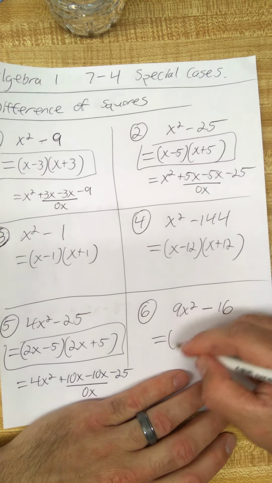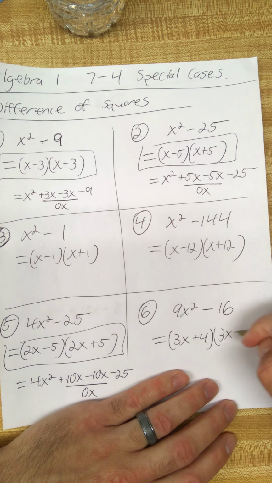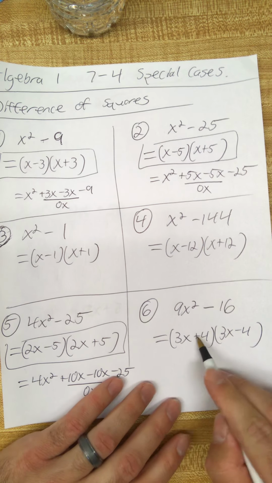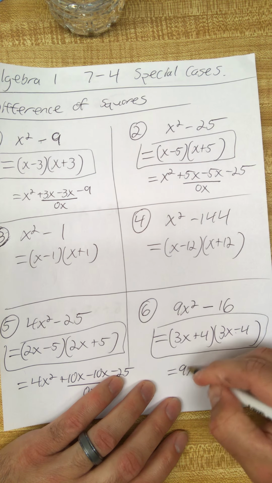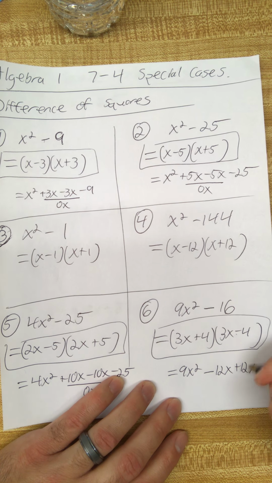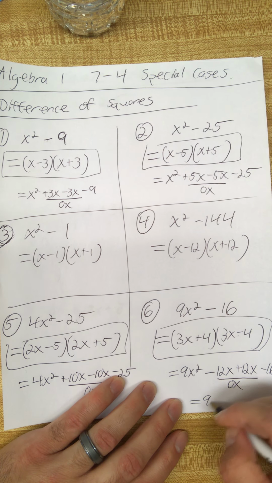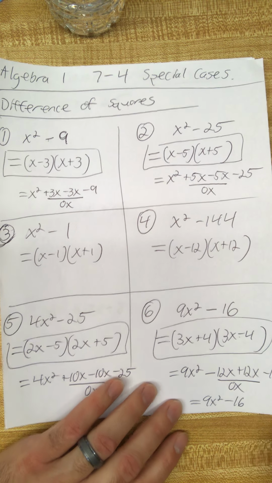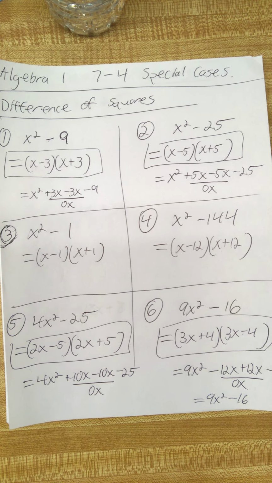And then on this one, it's going to go 3x plus 4 times 3x minus 4. Again, the order doesn't matter, just as long as they have opposite signs. Multiplying out, you'd get 9x squared minus 12x plus 12x minus 16. Again, there's your 0x for a final answer of 9x squared minus 16, right back to where you started. Okay, so there's no x term because the coefficient on x is 0. That's what happened.